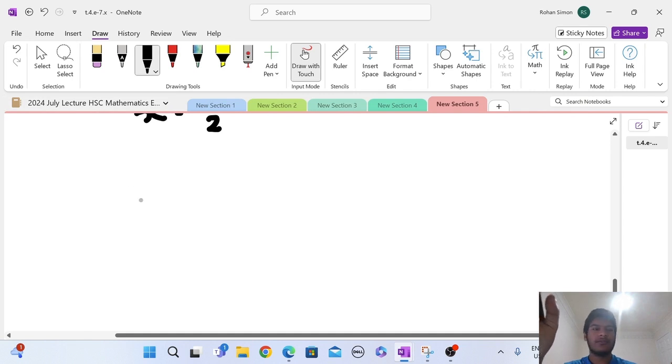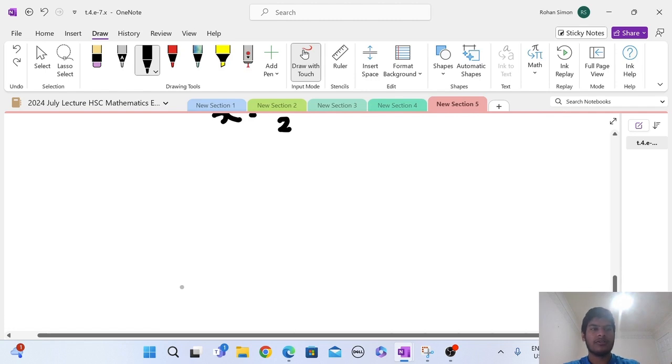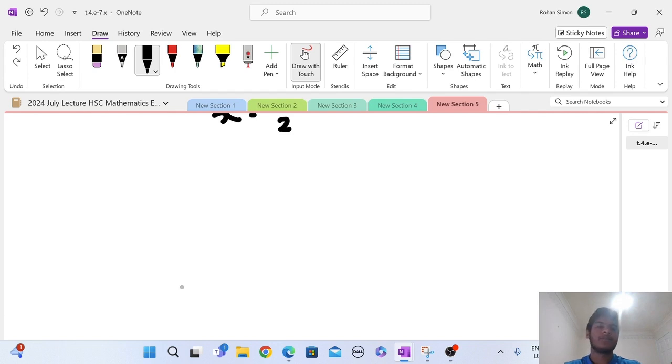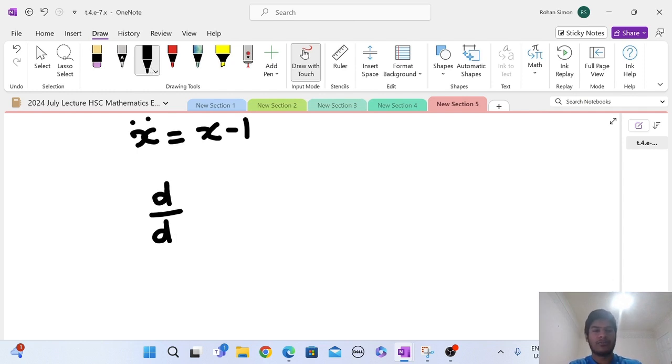So we know that x double dot equals x minus 1. And we're looking for a velocity position relationship, right? And so let's use this time d dx of v squared on 2. Let's express our acceleration in that form.